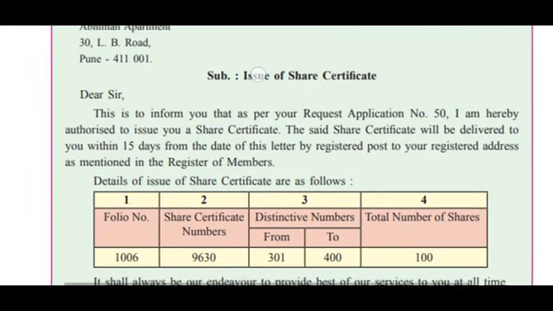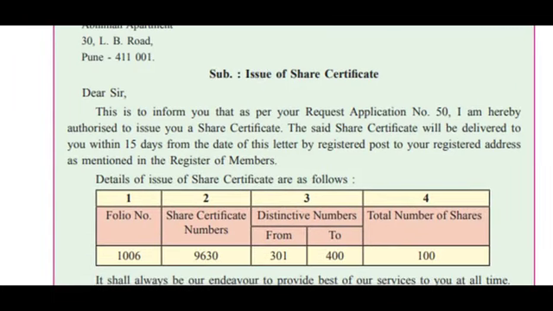Now, details of issue of share certificates are as follows. What are the details that are there in that share certificate? Very first one, folio number. I told you there are small details you are supposed to mention. Folio number, then you have got share certificate number. Then you have got distinctive numbers from and then to. So now how many shares you have? If I say distinctive numbers are from 301 to 400, that means total number of shares the person is holding is 100.